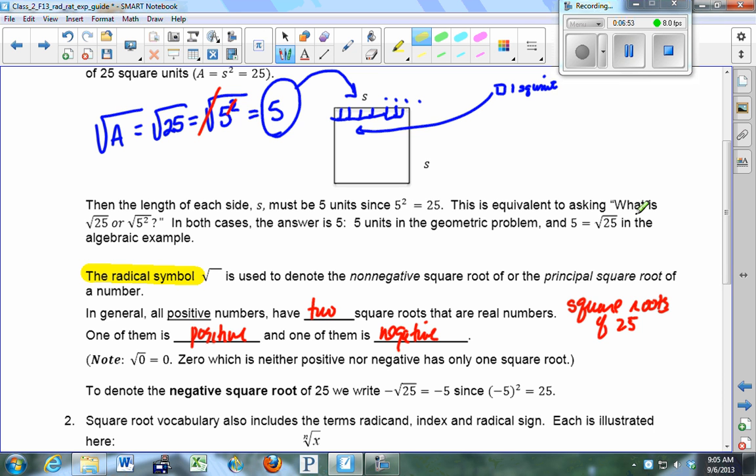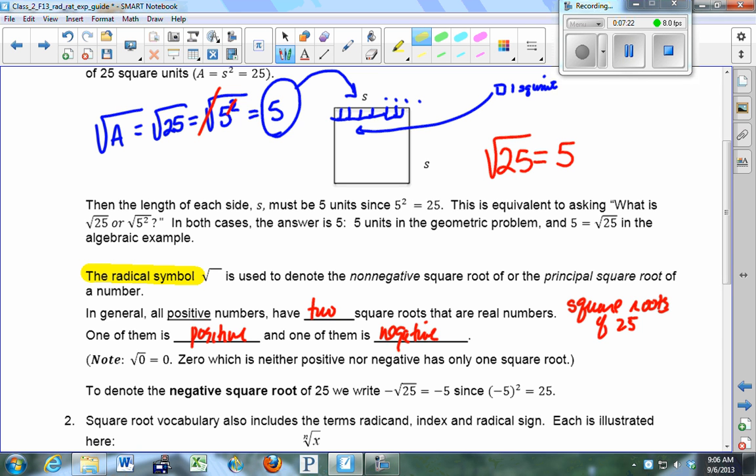Okay. The only exception, just like with those sometimes, always, never questions we were doing the other day, is the square root of 0. It only has 1 square root, and that's the number 0 itself. Right, it's neither negative nor positive. So you say, okay, if I use this radical symbol, that's telling me to find the positive square root.